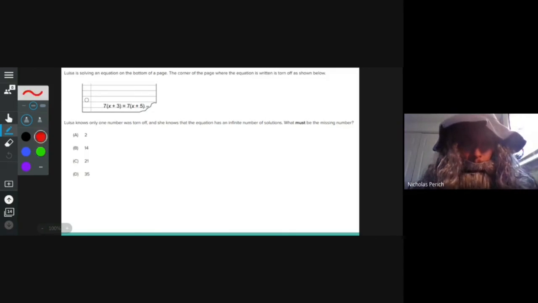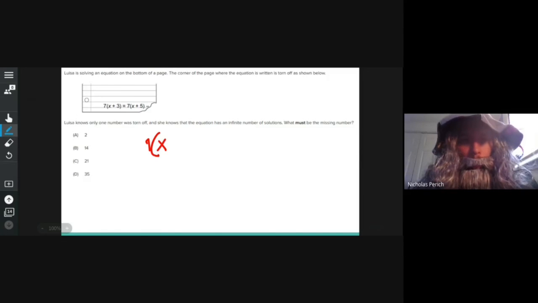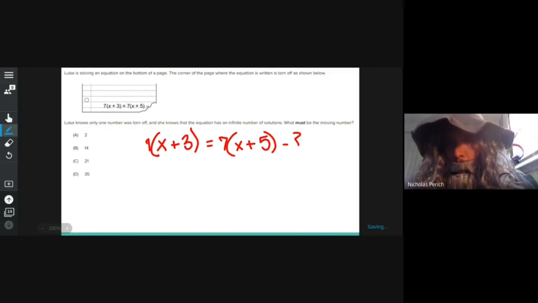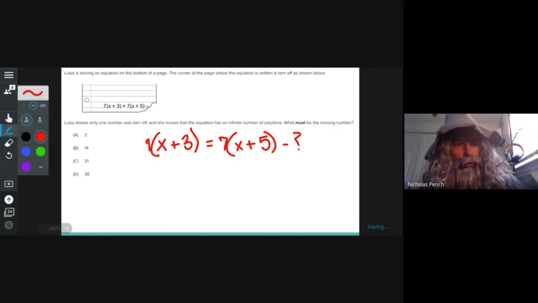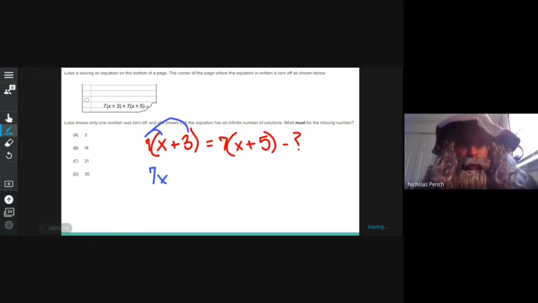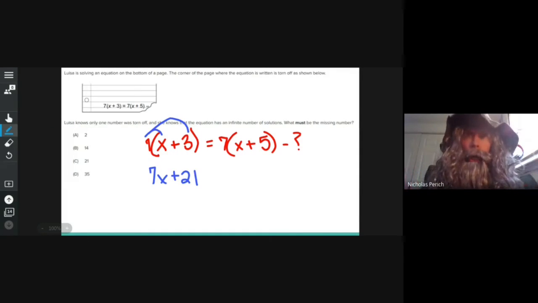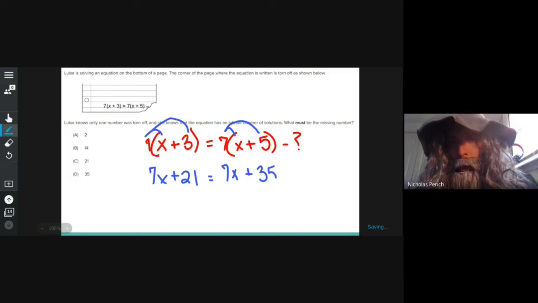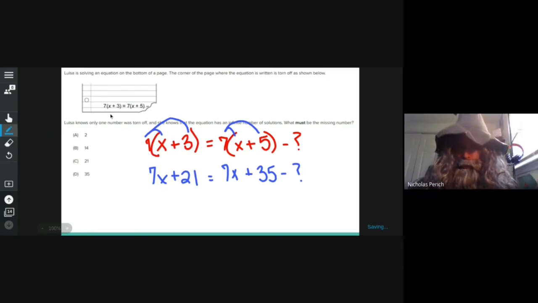Let's rewrite this entire equation. And I'm going to put a question mark for what we don't know. Now, if I distribute the 7, that gives me 7x. If I distribute the 7, that gives me 21, 9 plus 10. And if I take 7 and distribute that, I get 7x. And if I take 7 and distribute that, I get 35. Now, the 7x and the 7x are already the same. The 21, 9 plus 10, is not the same as 35.